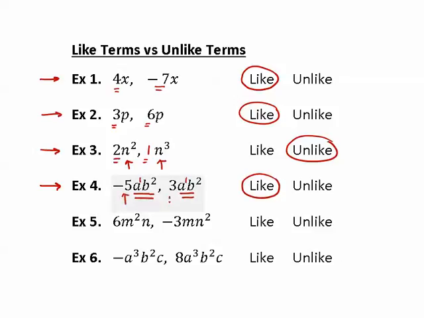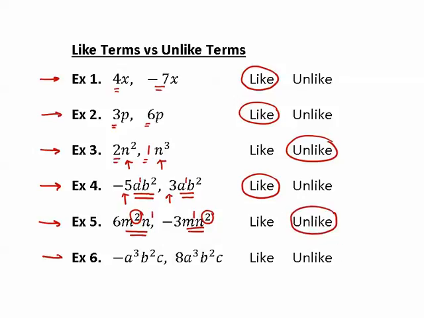Once again, the coefficients can be different, that's fine, but the variables and the respective exponents have to be the same. In example 5, we have 6m squared n, and in the second term we have negative 3mn squared. The problem with this one is the variables match, but their exponents do not match. In the first term, we have a squared on the m, but on the second term, it's just a 1. Likewise, the n on the first term is a 1, the exponent on that n is a 1, and the exponent on the second term on the n is a 2. So because the variables' exponents don't match, they are called unlike terms.